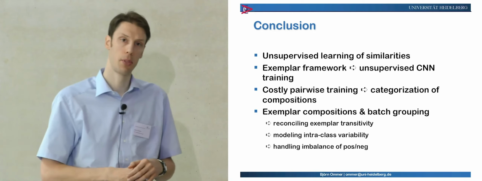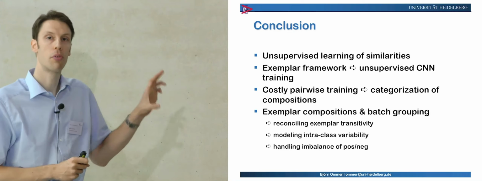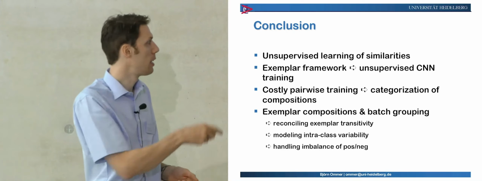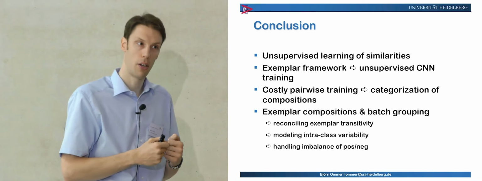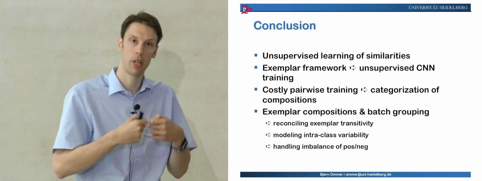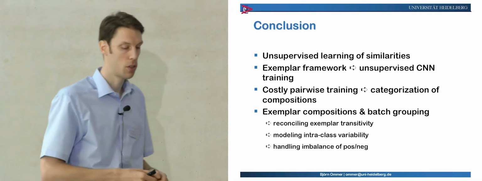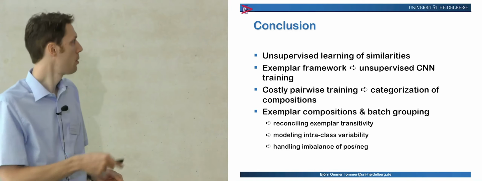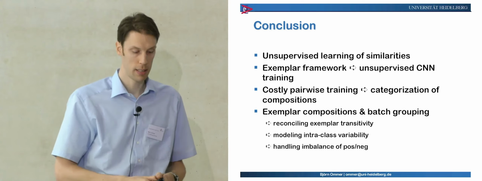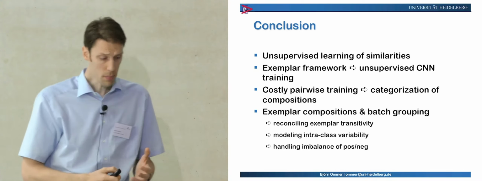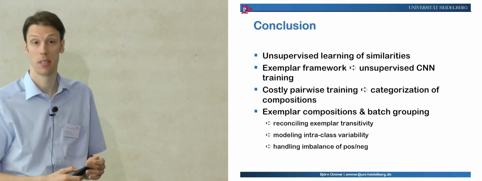And these exemplar compositions, together with this batch formation to get the negatives, do three things for us. They reconcile the different exemplars with respect to one another, so that transitivity relationships are actually met, which beforehand were hurting, in that certain samples said they're similar and others said they're dissimilar, and we could not get these similarity matrices together. We can now much better model intra-class variability than just with a single exemplar. And finally, it actually helps us to handle this large imbalance between positives and negatives.